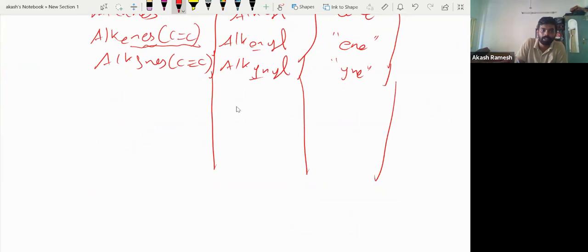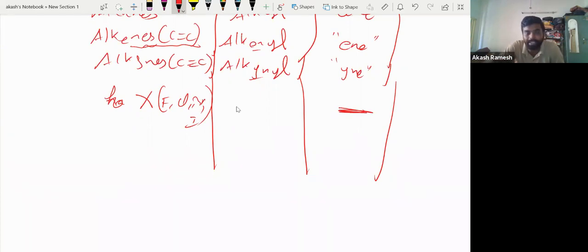Okay. Then comes your halogens. That is, I'll just write X. And X can be F, Cl, Br, and I. Okay. Now the thing is, people, they do not have any suffix. No suffix. The moment you see that there is a chlorine or a halogen or whatever it is, you will give them only the prefix. The prefix part is halo. Halo means fluoro, chloro, bromo, iodo, something like that.